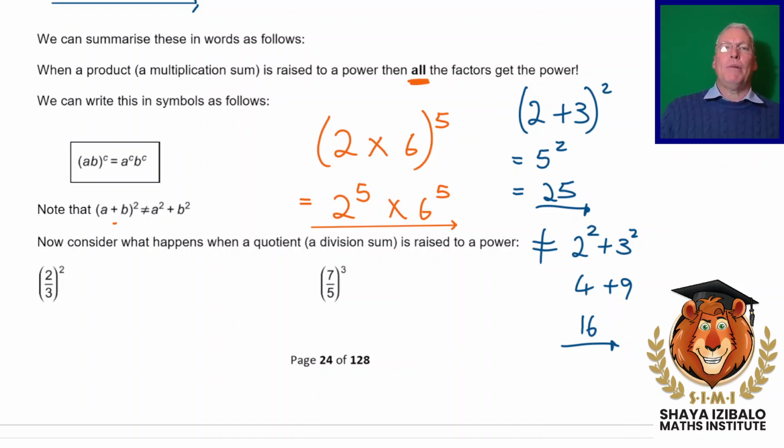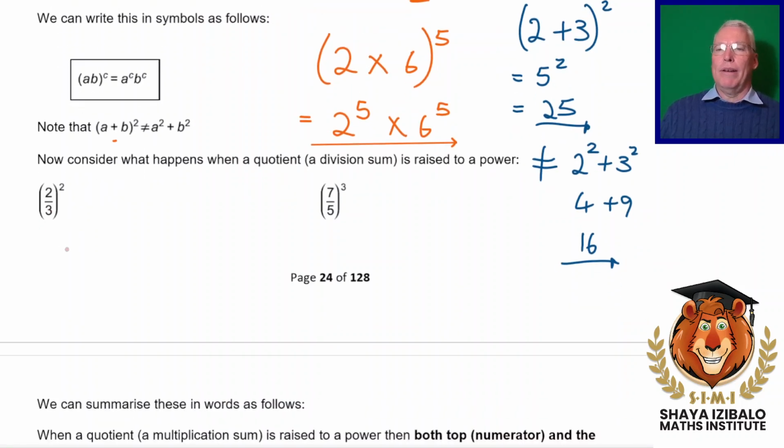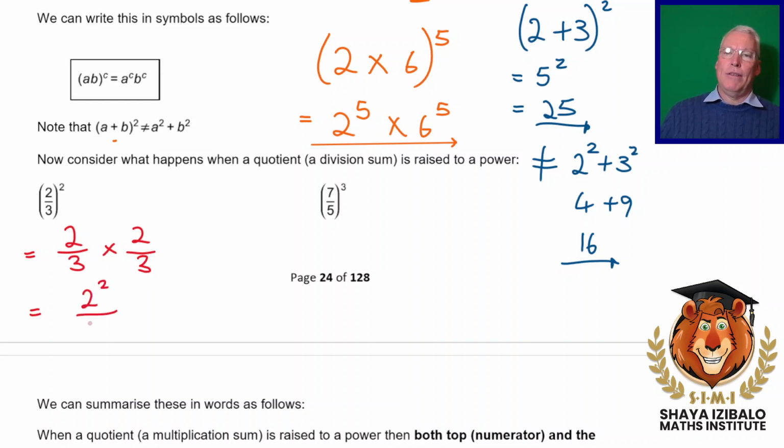Okay, next up we're going to just see what happens when we've got a division raised to a power. In other words, a fraction raised to a power. Which one do you think is going to get the power? The top, the bottom, or both? Well, let's see, and we're going to work this out by writing out what it means to square something. It means to times it by itself. So we get that. Now, 2 times 2, 2 squared. 3 times 3, 3 squared. Which one got the power?